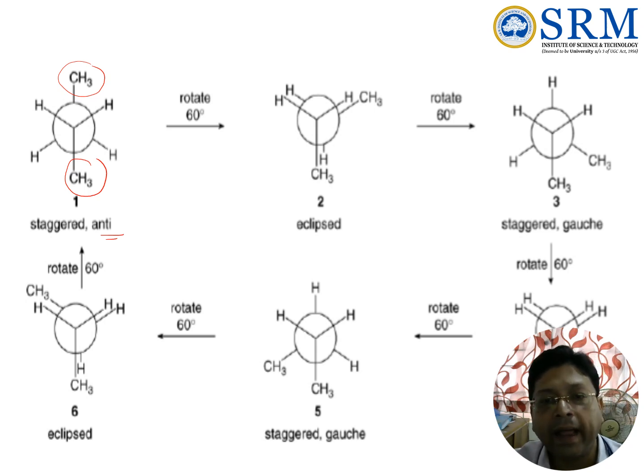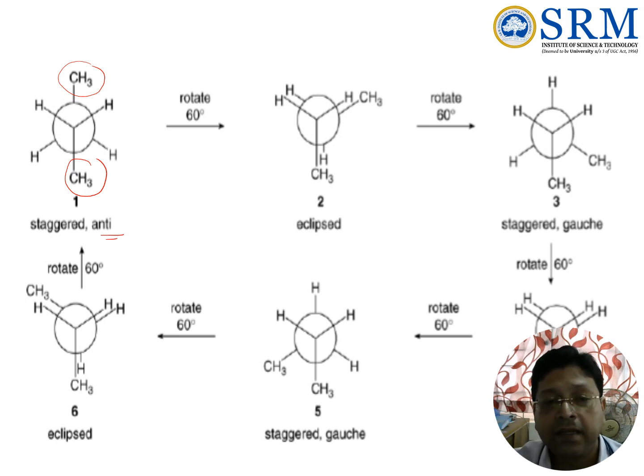Okay, and what is the dihedral angle? I told you, consider one plane passing through this methyl carbon atom, this carbon and this carbon, and another plane passing through this carbon, the backside carbon and the frontal carbon. The angle between these two planes is the dihedral angle. Here in this case, what is the dihedral angle? 180 degree. So now we'll rotate 60 degree.